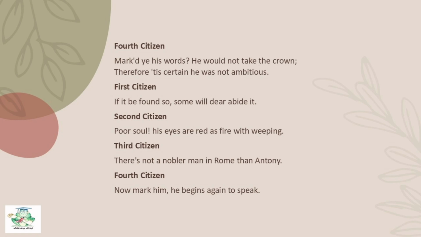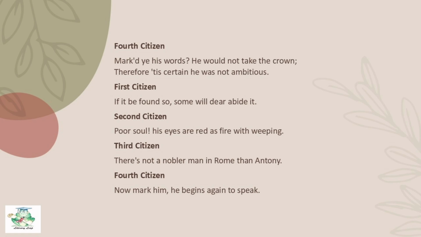The first citizen says that if it turns out that Caesar wasn't ambitious, then the people who killed him will pay a heavy price. "Dear abide it" means pay a heavy price, meaning that they will regret their actions. "Dear" here means costly or painful. The second citizen feels sympathy for Antony, noticing how much he has cried, comparing Antony's eyes to fire, emphasizing the intensity of his grief. So this is a simile using "as" to compare the redness of Antony's eyes to fire.